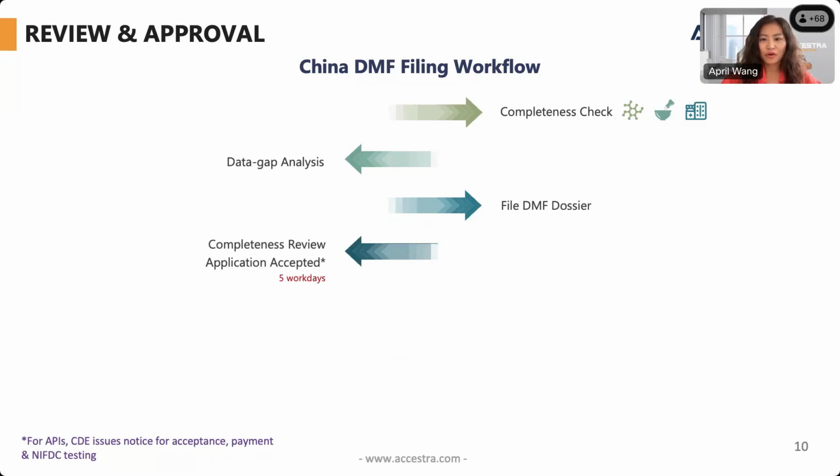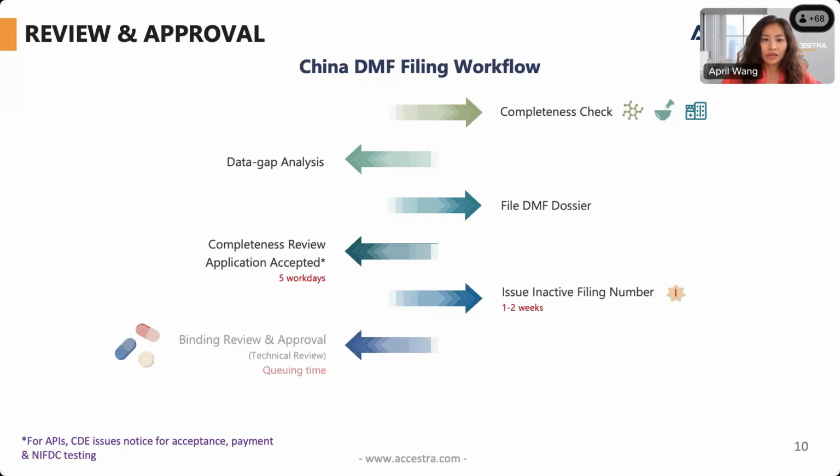At this stage, for APIs, CDE issues a notice for acceptance, a payment letter, and a notice to start preparing for NIFDC testing. Step 5, CDE issues the inactive filing number in around 1 to 2 weeks on the official online platform. And for steps 6 and 7, it usually takes around 5 to 16 months for the technical review and activation of the filing number, including the queuing time at CDE.